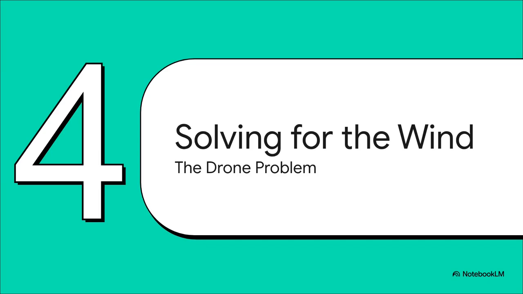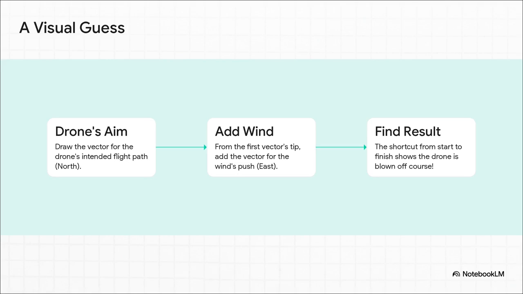Okay, we've got our toolkit, right? We have the picture method and the numbers method. It is officially time to go back to that windy day and finally figure out exactly where our drone is going to end up. Let's start with the visual guess.